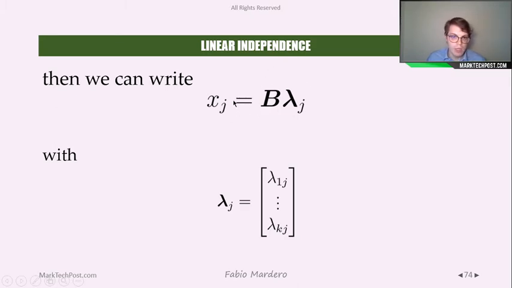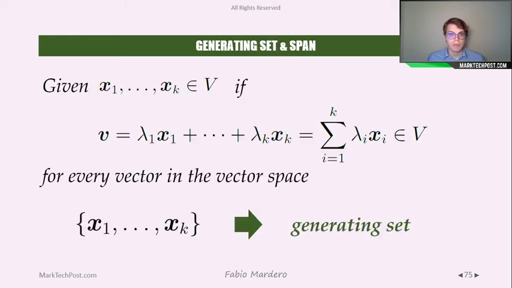Of course, in the previous slides, we have tested the linear independence by putting this equal to 0. Now, since we know that in B there are only linearly independent vectors, we can express the linear combination as a matrix multiplication, or better, a multiplication between a matrix and a column vector. Very simple.